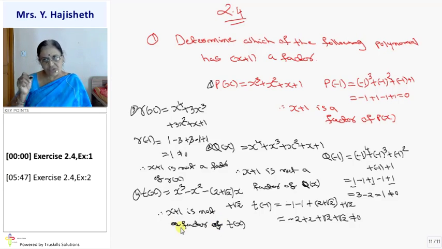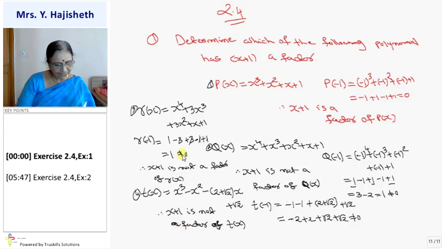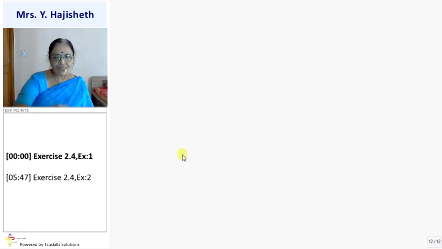So x plus 1 is only a factor of p(x), right? Determine which of the following polynomial has x plus 1 as a factor. Only p(x). Let us see the answer. Are we getting it or not? 2.4. See, x plus 1 is a factor of the first, but not a factor of the 2nd, 3rd and 4th. We are right.